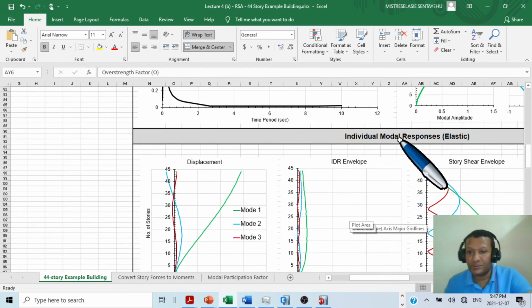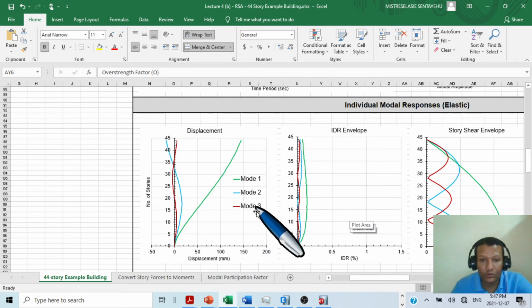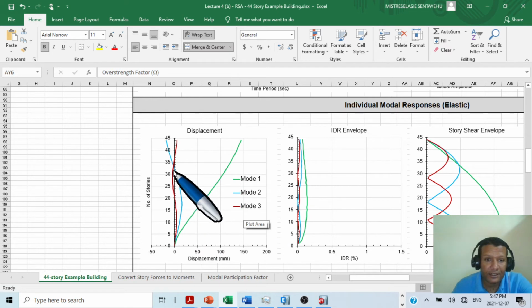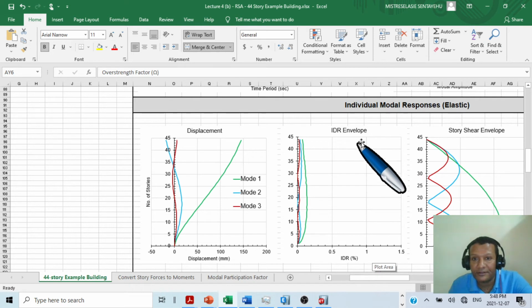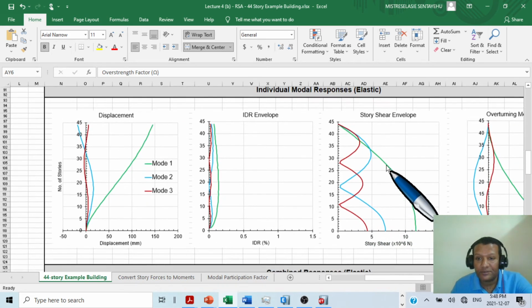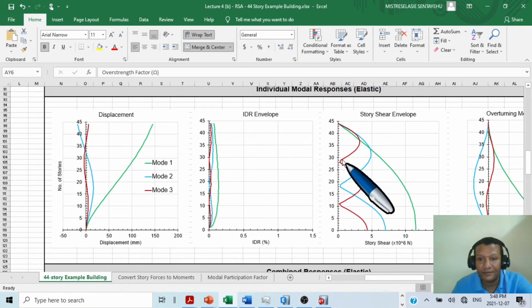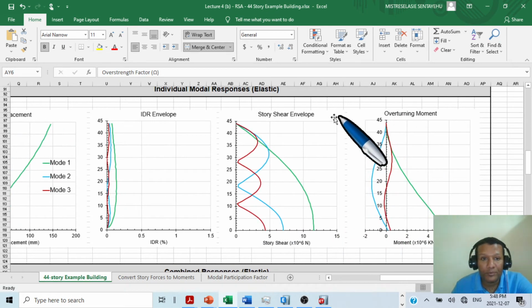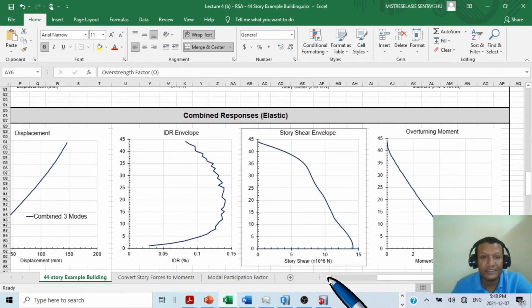Again, individual mode responses, as you can see, mode 1, mode 2, mode 3. Mode 1 is significant. Mode 2 and mode 3 are very low, as you can see. And for IDR, inter-story drift ratio, also the first mode is here. Again the first mode for story shear, and the second mode and the third mode. Again, overturning moment, this is an individual mode response, the first mode, second mode, and third mode. If you continue down, this is the combined response.